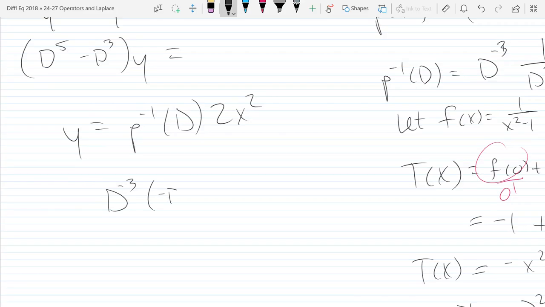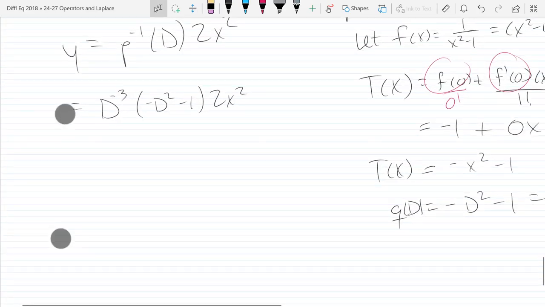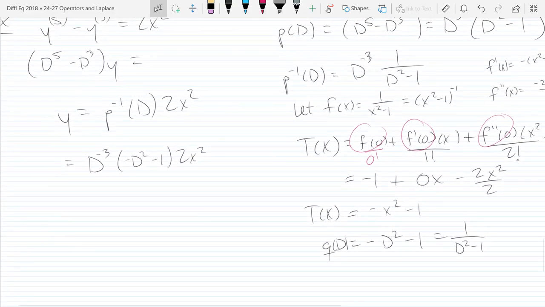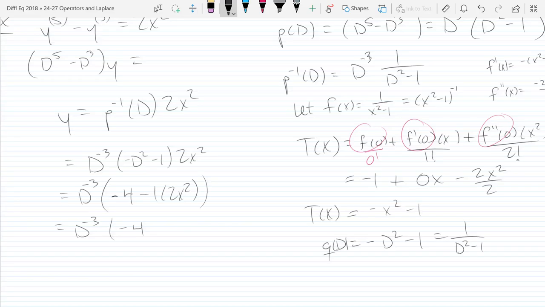Times negative D squared minus 1. So we're applying the negative D squared minus 1 first. That gives us, let's see, first derivative will be 4x, second derivative is 4, but it's going to be negative that second derivative minus 1 times 2x squared. So negative 4 minus 2x squared.